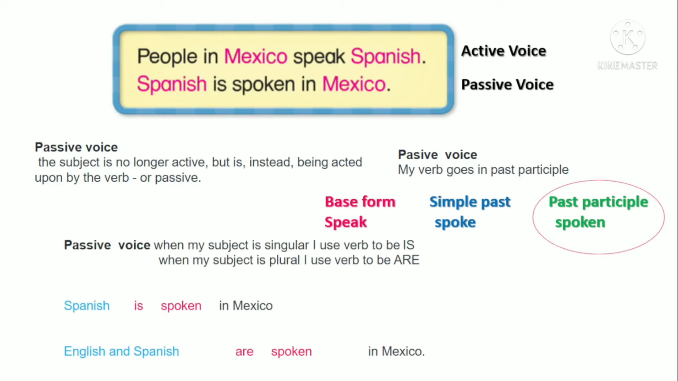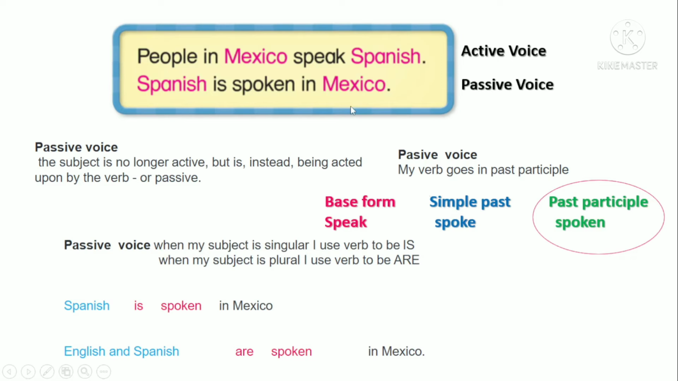So now, how do I form a passive voice in simple present? Well, I have to use a past participle, and when my subject is singular, I will use the verb be is. When my subject is plural, I use the verb to be are. So, Spanish is singular, so I'm gonna form the passive voice putting Spanish is spoken in Mexico. Okay, in case that my subject is plural, I will say English and Spanish are spoken in Mexico.